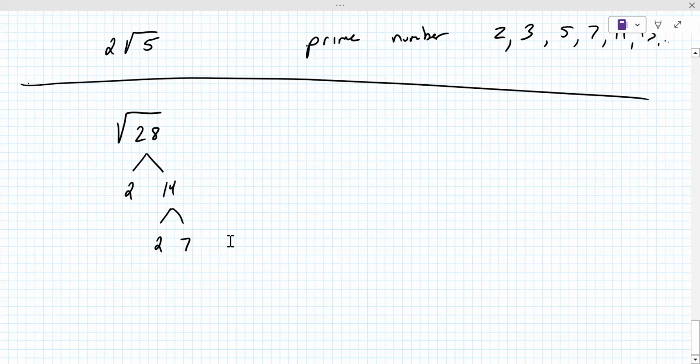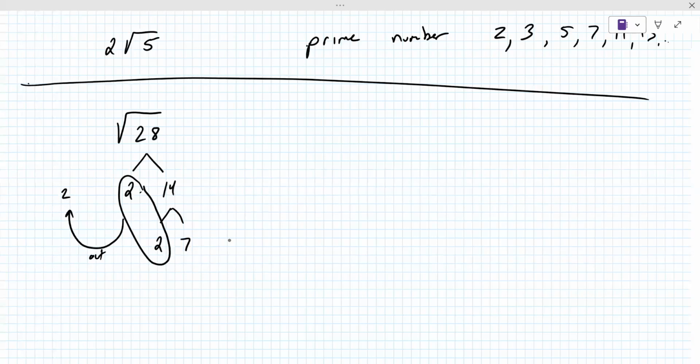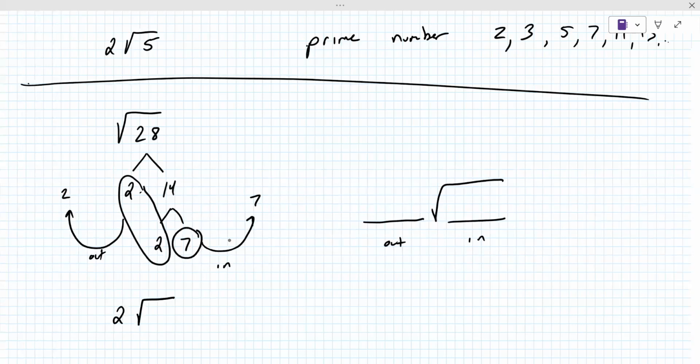And you look for pairs. Do you see how there's a pair of 2s? Yeah. For each pair, you can bring one out. If you don't have a pair, it stays in. So your answer is a part outside the root and inside the root. So your answer to the square root of 28 is 2 on the outside, square root of 7 on the inside.